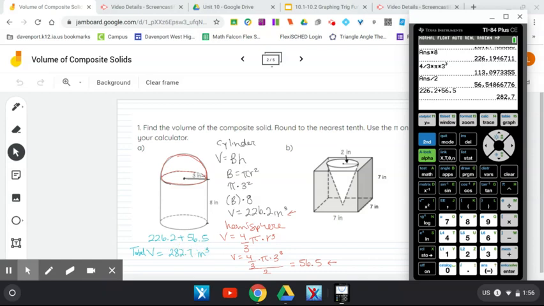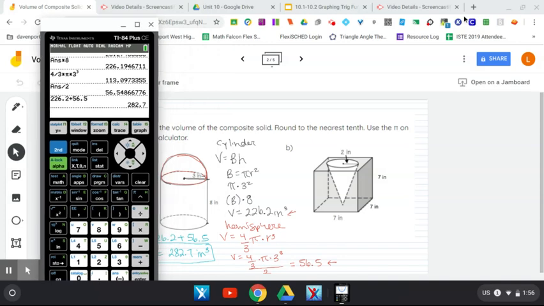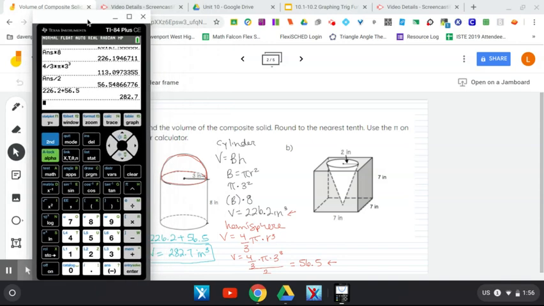All right, now let's go to part B here. This time when you look at your figures, notice that you have a cube with a cone that is cut out of it. So when you do your two volumes, instead of adding, you will subtract. All right, so let's start with the cube.